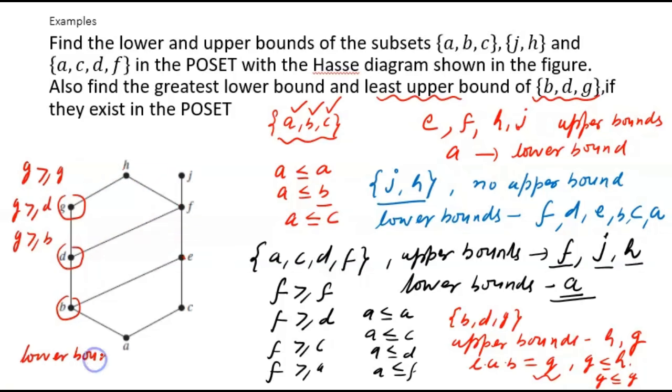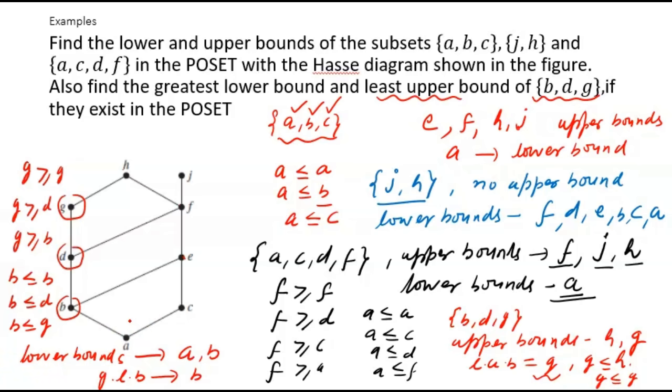They will consider that the lower bound is A only, but don't make that mistake. A is of course a lower bound, but since you notice that B is less than or equal to B, B is less than or equal to D, and B is less than or equal to G, B is also a lower bound. So out of these two lower bounds, A and B, which is the greatest? So the greatest lower bound is equal to B.